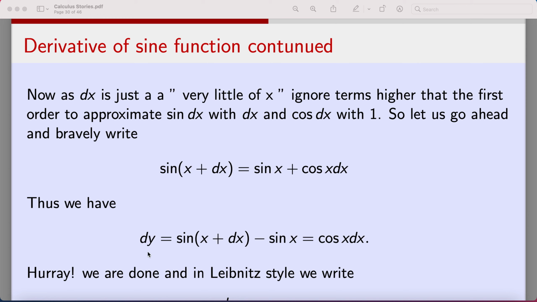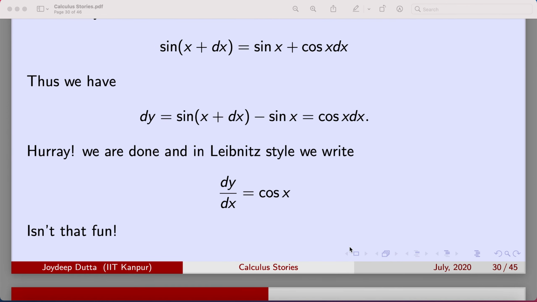So d of y, that is what Euler wrote, this should actually be delta of y. So d of y is basically this. Finally they are the same because they have thrown out the higher order terms. So d of y is sin of x plus dx minus sin x, the change in y. And from the above expression, you have nothing but cos x dx. So dy by dx, hooray, in the Leibniz style, we write this is equal to cos x, and we know that the derivative of sin x is cos x.